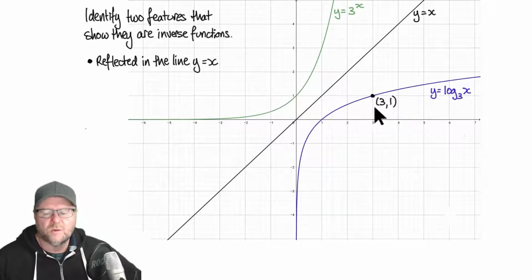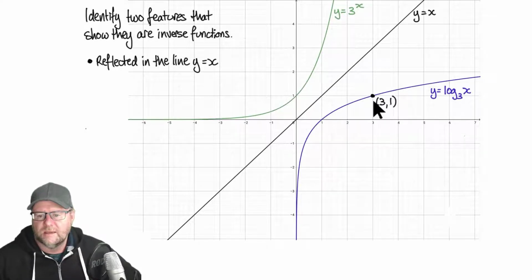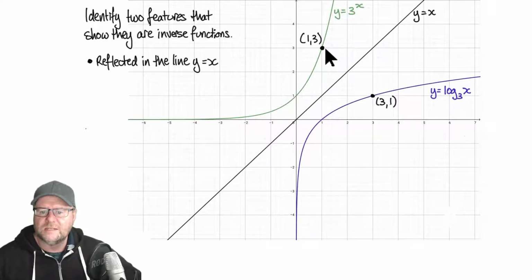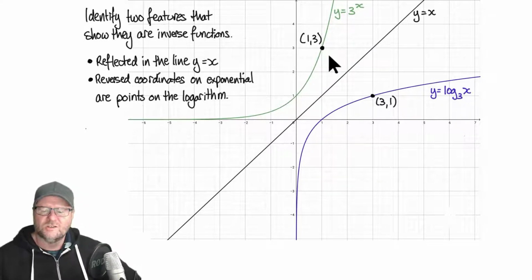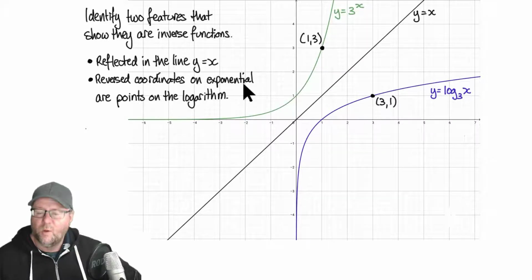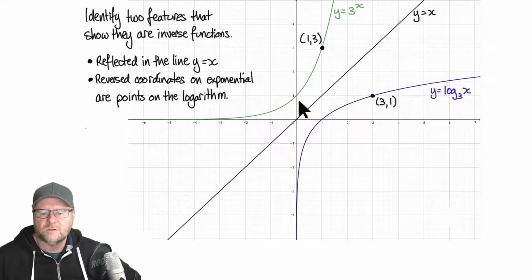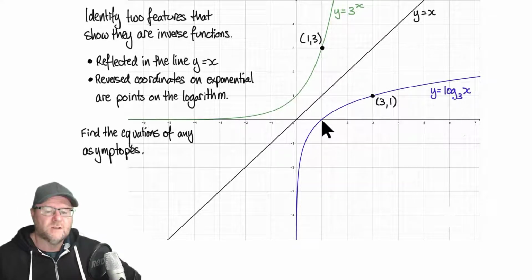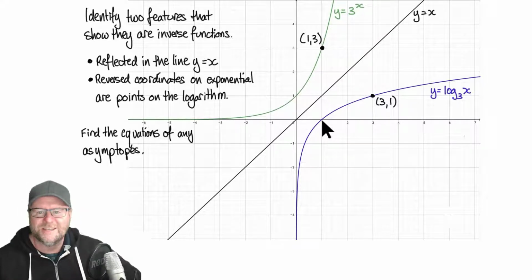The second one has to do with coordinates. If I pick the coordinate on, let's say, my logarithmic function, the coordinate 3, 1, and I reverse those digits to 1, 3, I would see that the coordinate 1, 3 would sit on my exponential. So the second feature that shows their inverseness is that if you reverse the coordinates on one, that point will be on the other. If I took the point 0, 1 right here on my exponential, reversed it to 1, 0, I can see that 1, 0 is on my logarithmic function. So that's one interesting feature of the relationship between these two.